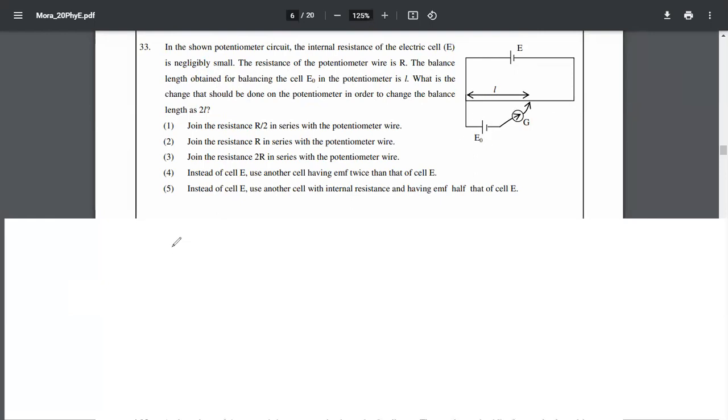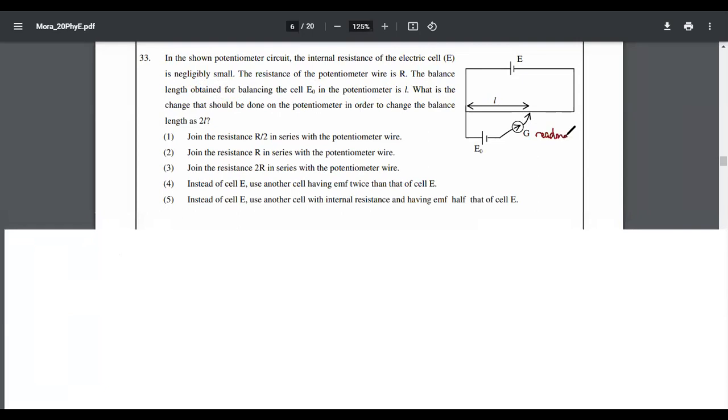Right. Now, let me draw this quickly. What should we do, people? Now, let's start. E naught is the potential difference. The reading here is going to be 0. When you take a balance length, the reading here is going to be 0. Therefore, the potential difference across this part is E naught. And this is the potentiometer wire. It has a resistance of R. They have told in the question. Now, there will be a current flowing through the potentiometer wire like this.